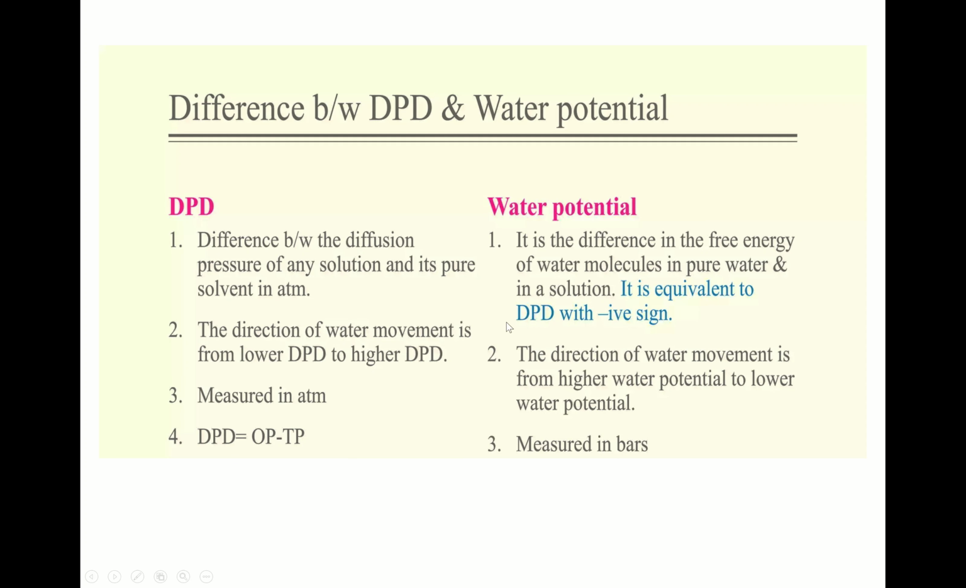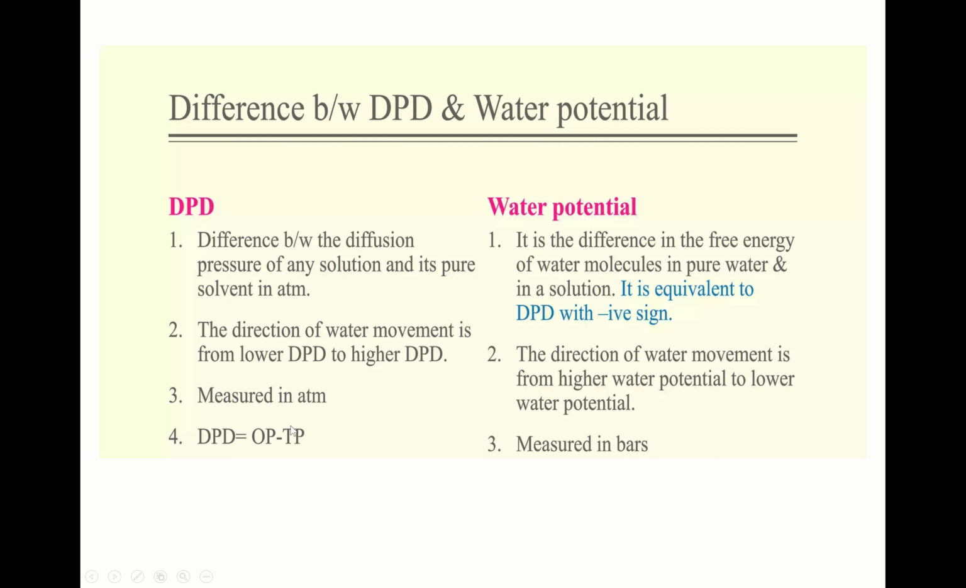Because there is low concentration of the water. Water potential for pure water is always 0. And DPD is represented with a negative sign. Why? Because there is less amount of water. So DPD is measured in terms of atmospheric pressure or pascals, whereas water potential is measured in terms of bars or megapascals.